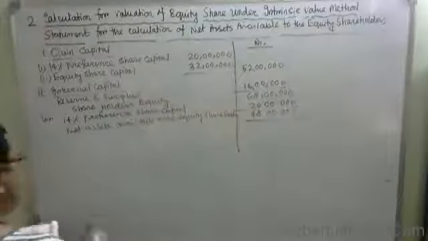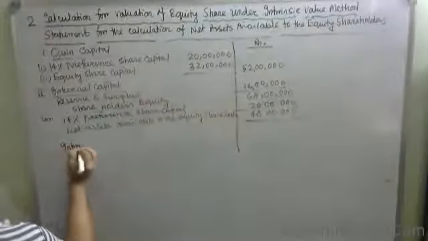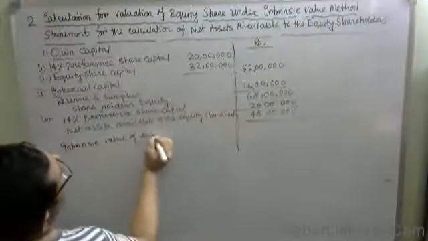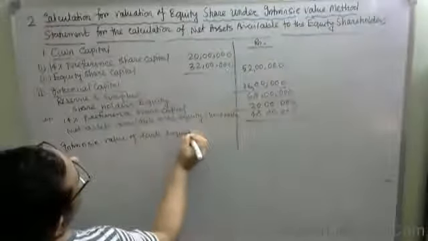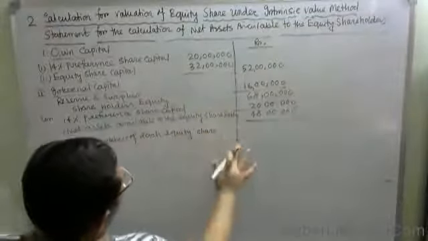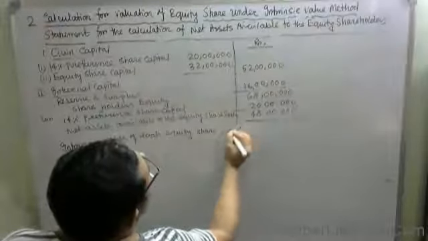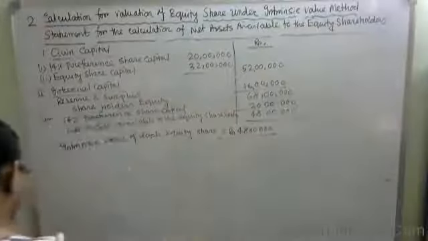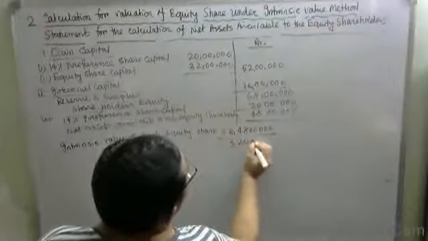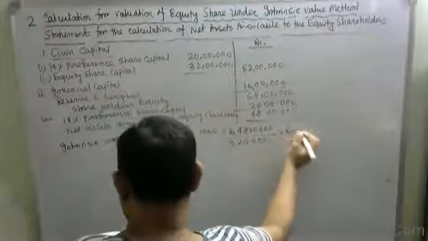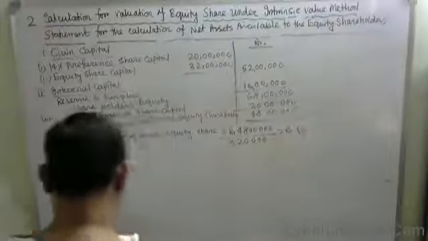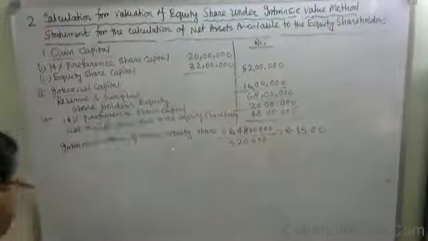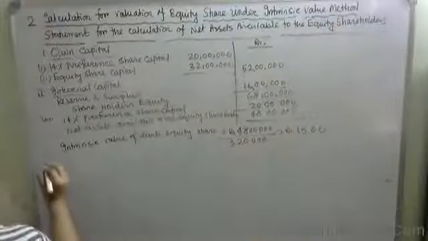Now, the intrinsic value of each equity share equals 48 lakh divided by 3,20,000. It is rupees 15. Clear?